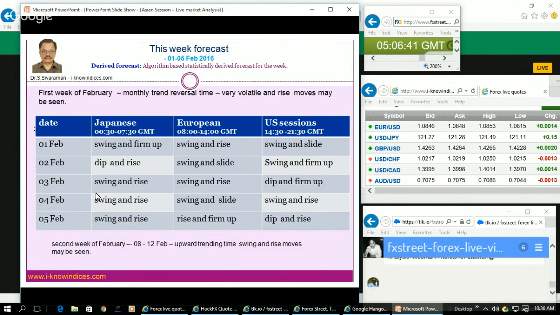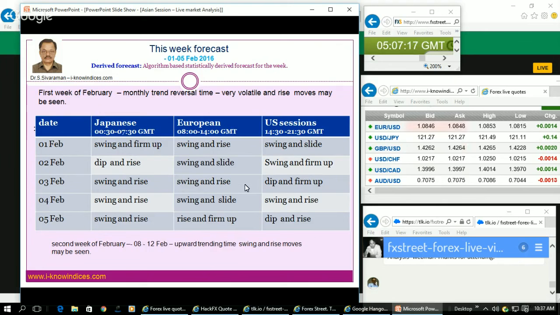And Wednesday, they are expected to make a nice gain during the Japanese, European, and also the US session. Then on Thursday, 4th of February, a swing and rise is expected during the Japanese session and slide during the European session and then rise during the US session. Then everybody will be talking about the non-farm payroll, etc. The players are expected to make a quick rise during the Japanese session and continue to firm up during the European session on Friday.